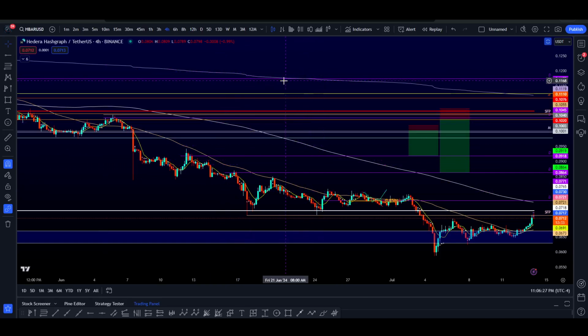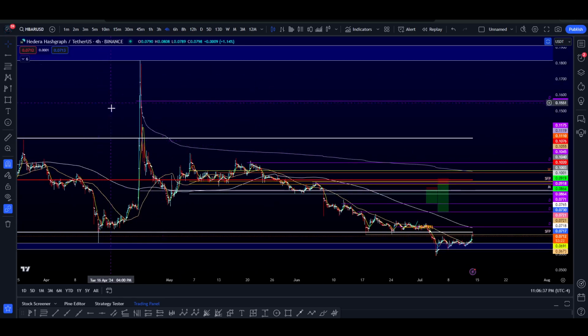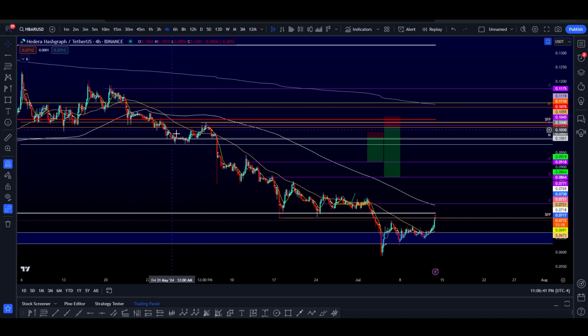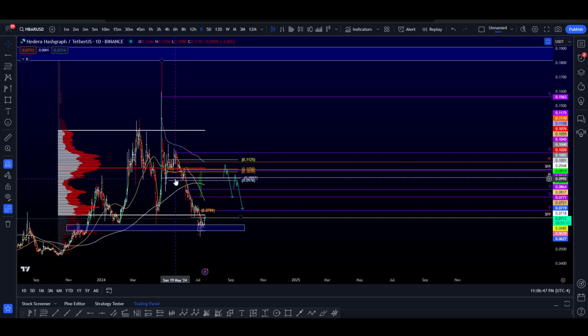Today I would like to go over Hedera Hashgraph, otherwise known as HBAR USDT, on the Binance chart. So I believe I did this video a few months ago, possibly a few weeks ago, maybe about a month ago, but let me start by cleaning this up just a little bit here. It looks like I pulled a fixed range from the lows to the high.